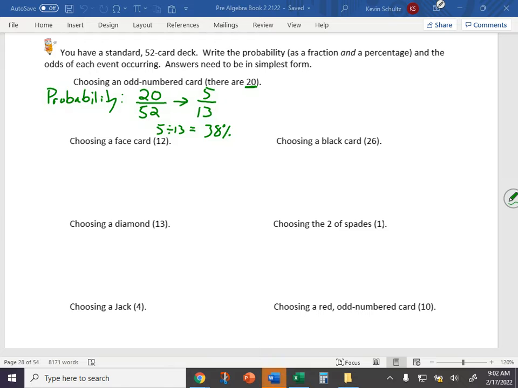Right? So that's the probability written as both a percentage and a fraction. Focusing on that fraction being successful divided by possible. The odds of the events.